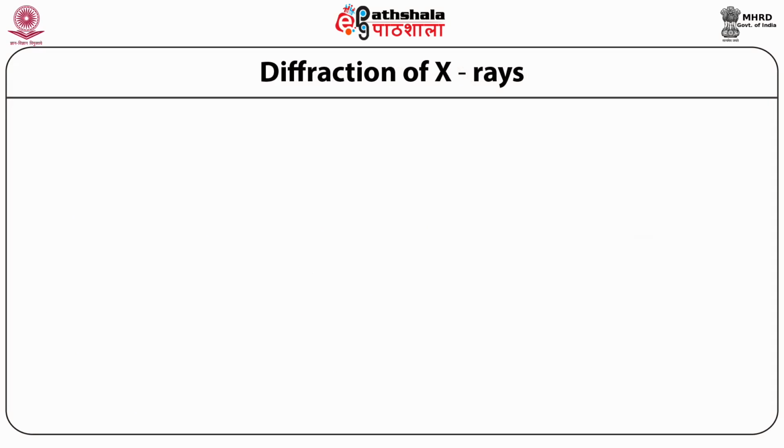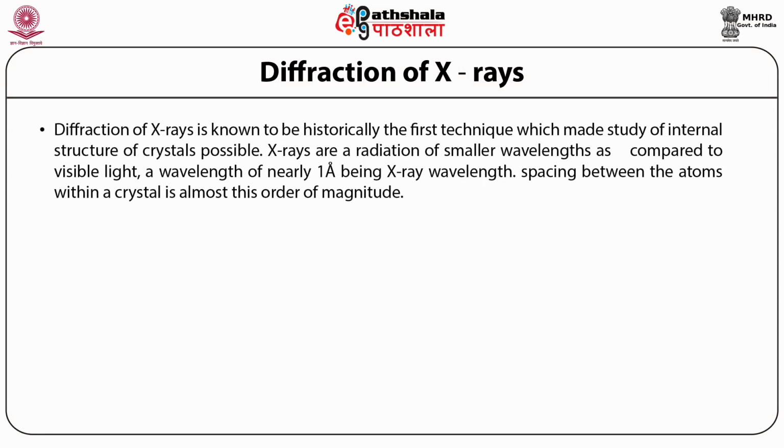Diffraction of X-rays. Diffraction of X-rays is known to be historically the first technique which made the study of the internal structure of crystals possible. X-rays are a radiation of smaller wavelength as compared to visible light, a wavelength of nearly 1 angstrom being the X-ray wavelength. The spacing between the atoms within a crystal is almost this order of magnitude. The radius of an atom and the separation between two neighboring atoms on an average is also of this order of magnitude.